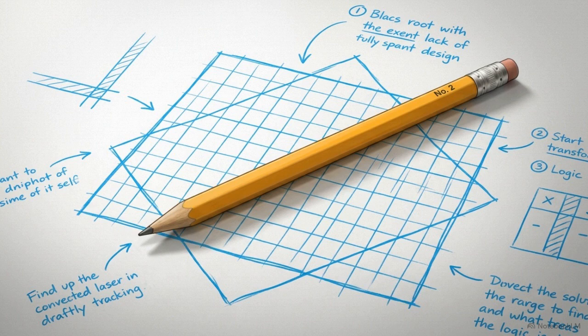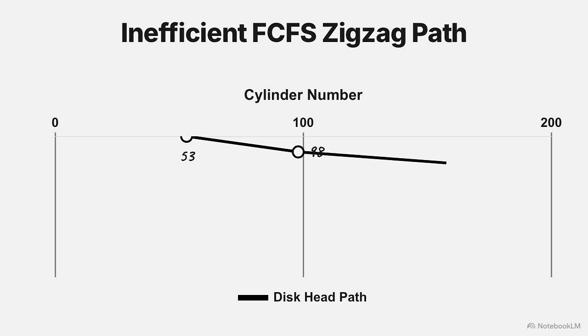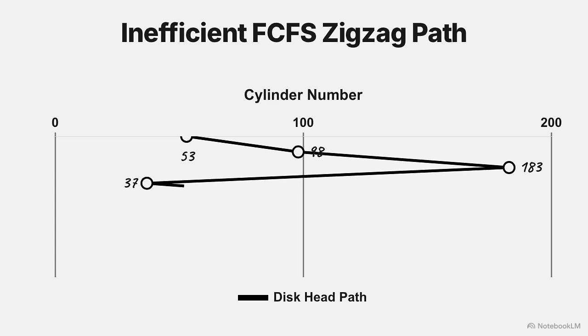The final step to get full credit is drawing the movement graph. We start by sketching a horizontal timeline that scales from 0 up to 200, which gives us plenty of room to map all the values from our queue. This graph maps our physical path. We start plotting at our initial position of 53. The line draws up to 98 and then continues forward to 183. Then we see the impact of that massive 146 cylinder jump. The line snaps all the way back across the timeline to hit 37.